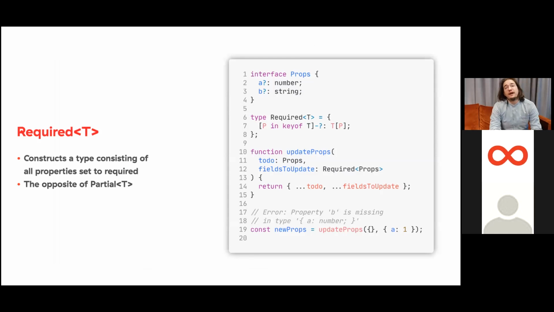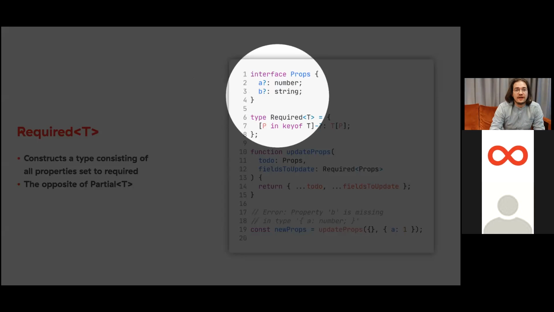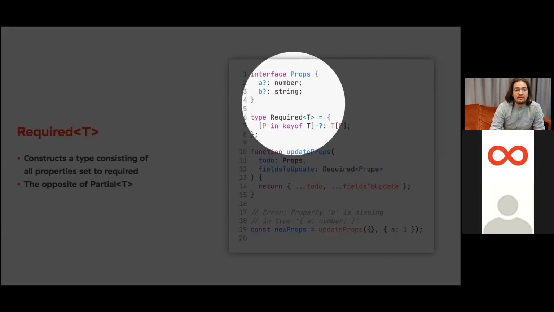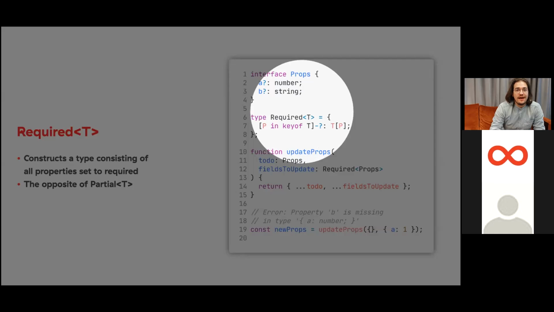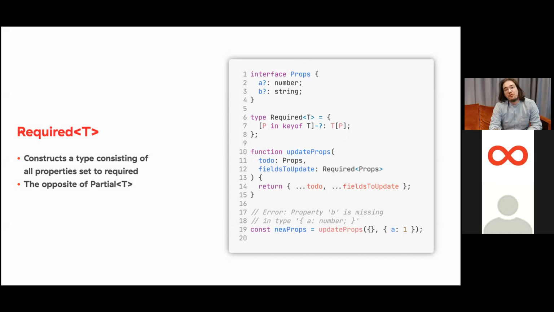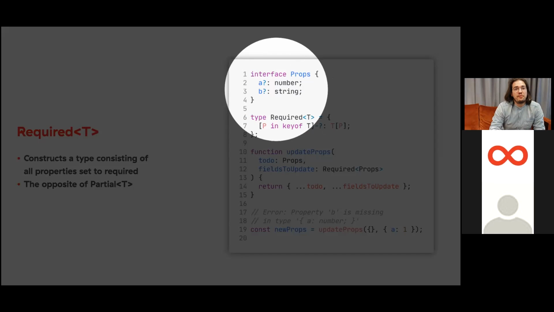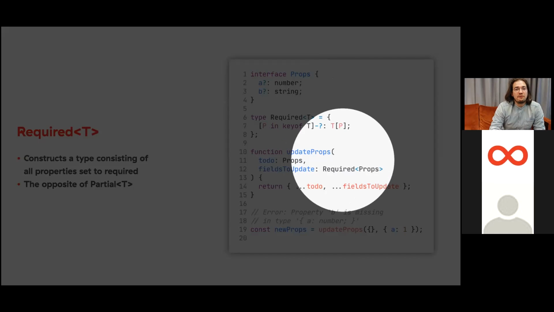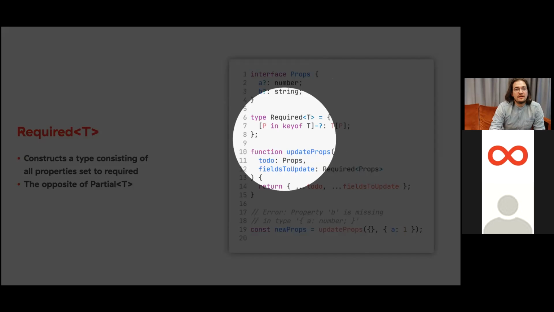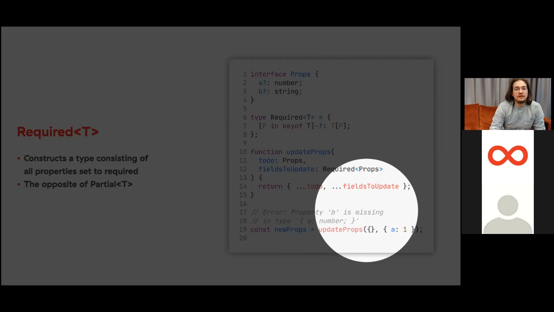Next up, we have Required. As you can see, not much has changed. We have the same construct as before, but one interesting thing here is that we have the minus before the question mark, and that denotes removing the optionality from that property. So if we have the interface props here with both A and B as optional, if we apply Required, we will make both A and B required. So they will not be optional anymore.